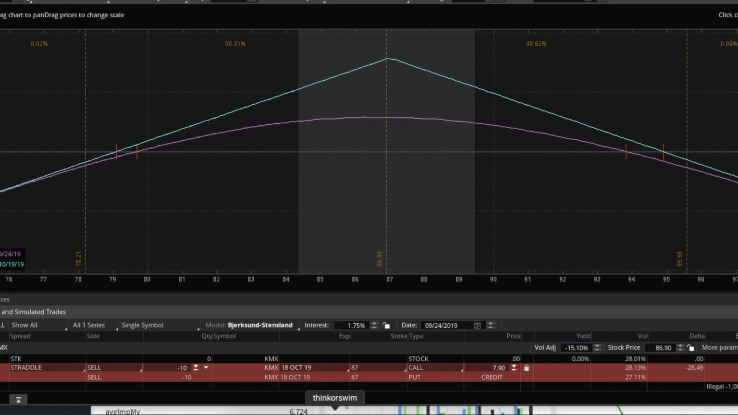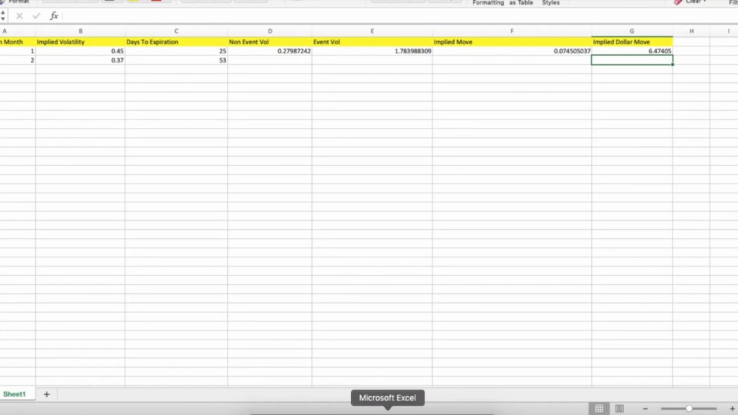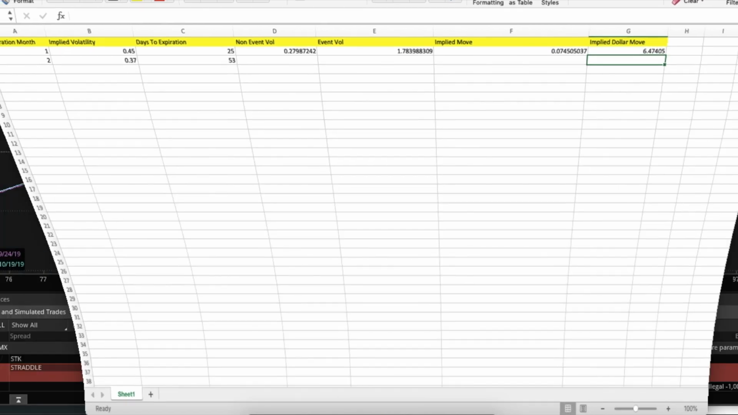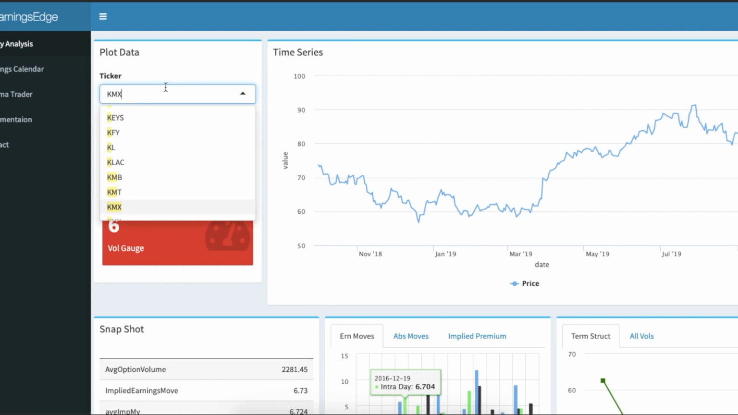So as you guys know, earnings trading is my bread and butter, and I don't have time to be doing Excel spreadsheets all the time and trying to figure out where there is an edge. So what I did was I built an application that helps me do this a lot quicker. And if you want to give it a shot yourself, feel free to reach out to me and we can talk.